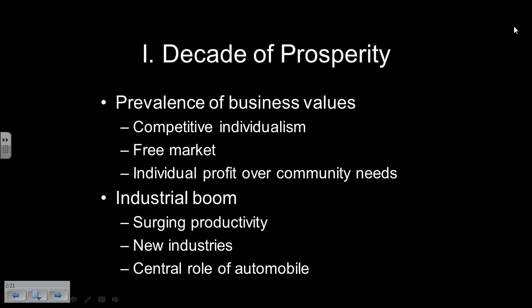By 1929, this is a stunning number. In 1929, 85% of every vehicle in the entire world was made in the United States. Think about that in terms of how much of the market the U.S. cornered. 85% of all cars made in the world, made in the United States. Think of how many jobs that created.